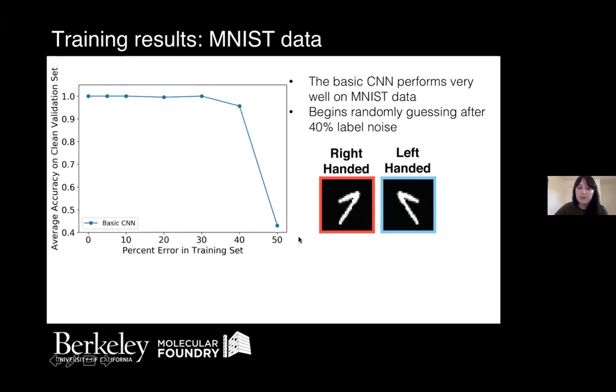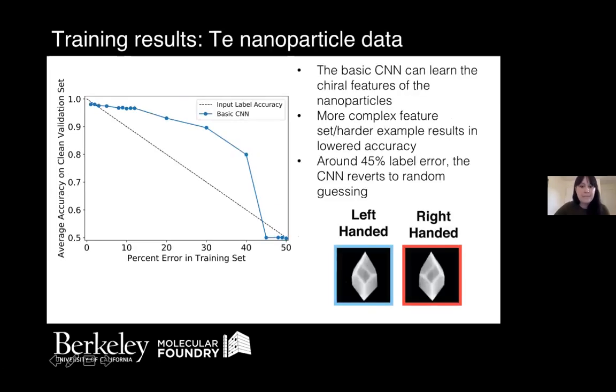So percent error in the training set, so this is the error that we gave it, is on the x-axis, and the average accuracy according to the ground truth clean validation set is here on the y-axis. However, it does begin randomly guessing after 40% label noise, which is to be expected. It just can't learn the representation.